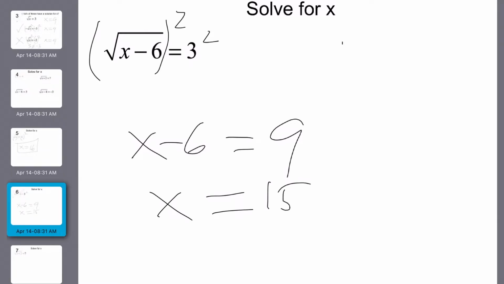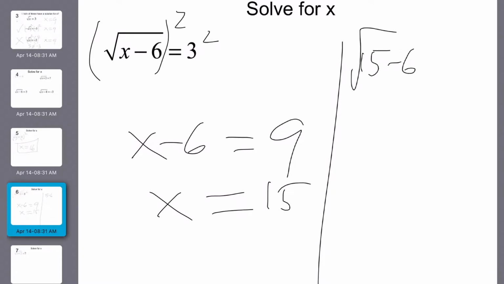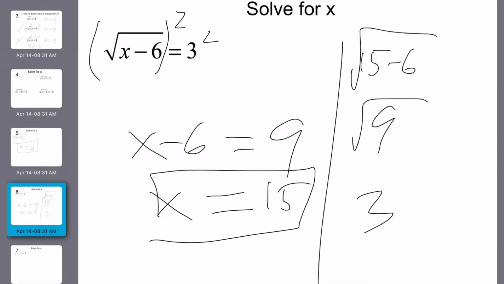I'm going to do that over here. So you got 15 minus 6 and the square root of that. So 15 minus 6 we know is 9. And so the square root of 9 is 3. And so we would get that 3 equals 3. And so we know that x equals 15 works for this problem.